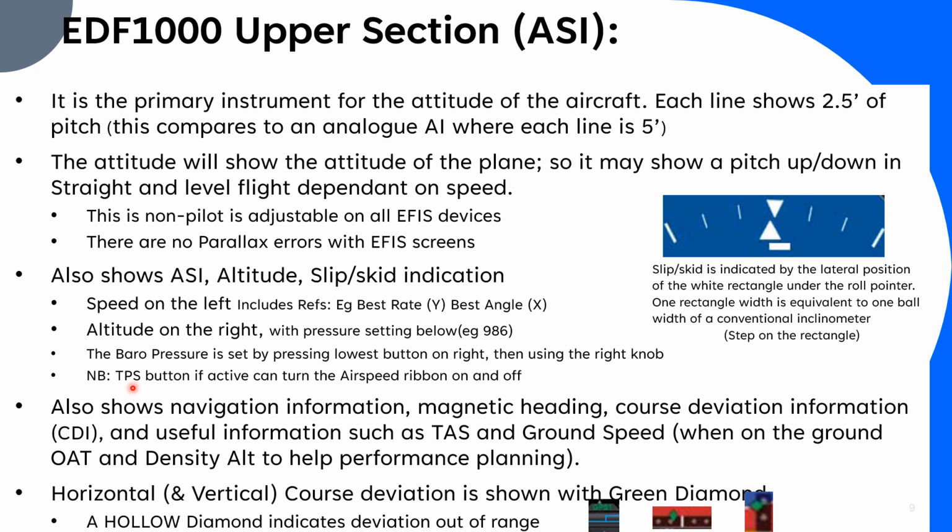There is a button labelled TPS, which can be active. That will turn the airspeed ribbon on and off to give a larger AI. I recommend you don't turn it off. If it is turned off, then press the TPS button to turn it back on.